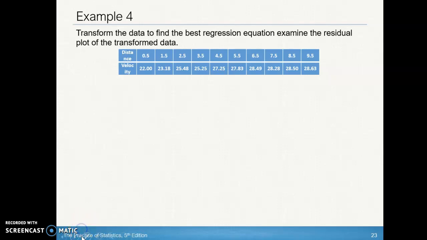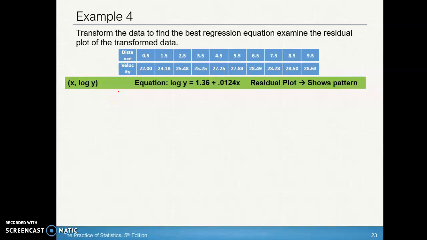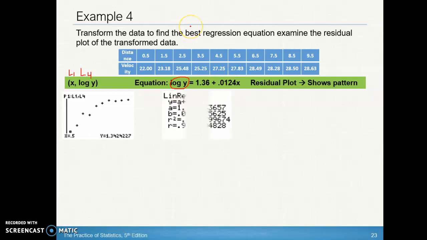All right, so let's see how you did with transforming this data and determining which is the best equation to use. So number one, when you did x, log of y, so remember this is list 1 and list 4, this is the equation you should have gotten. Remember, we're putting the log in front of y because we took the log of y. This was your equation. Let's take a look at our r squared and our r value. We had 0.84 and 0.91.